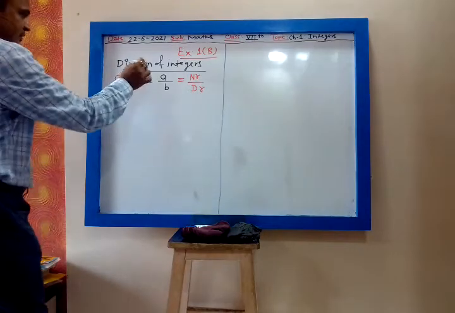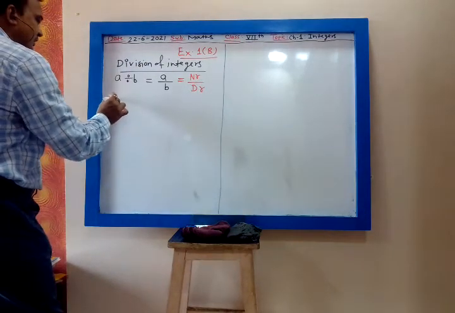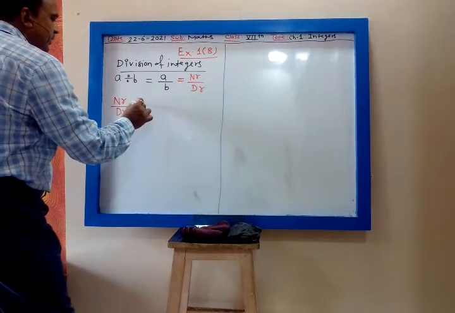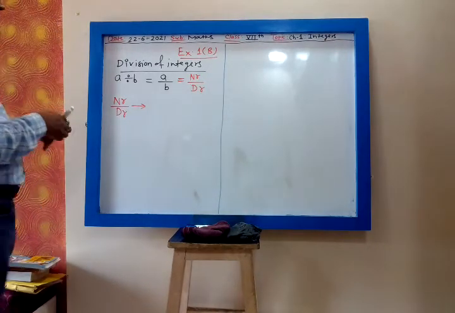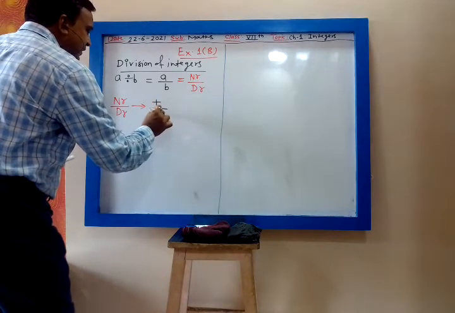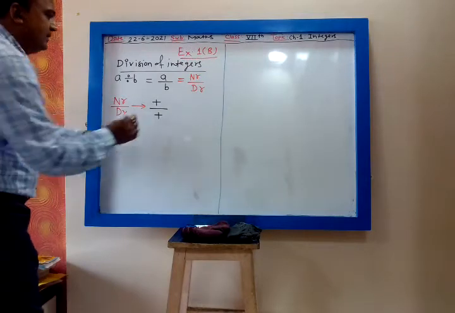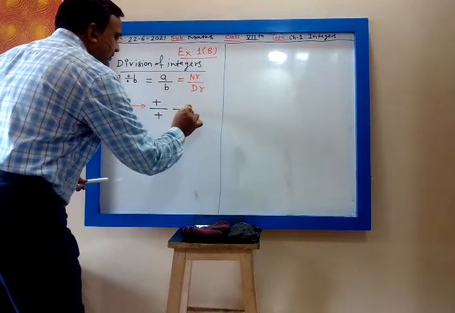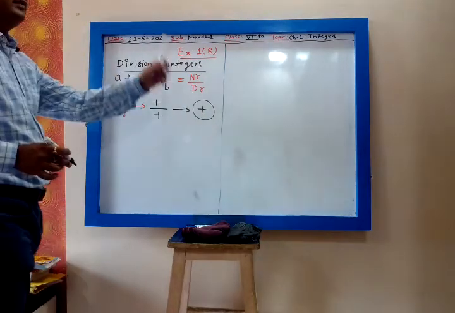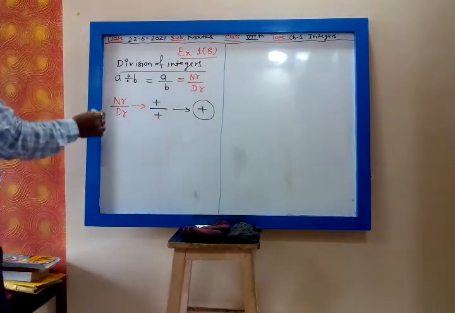So whenever in this division of integers, you have to see the sign, numerator upon denominator. If numerator has plus sign and denominator has plus sign, then plus upon plus, the final sign will be plus. Plus upon plus will be plus. This is the first rule.